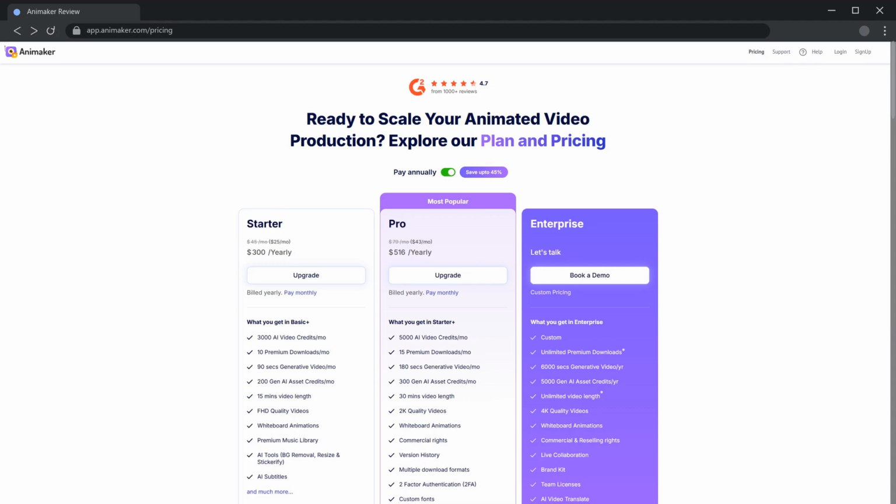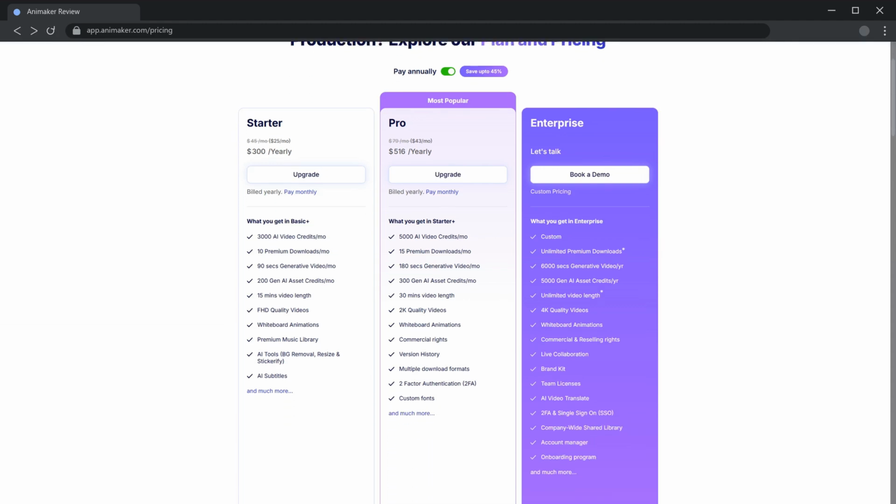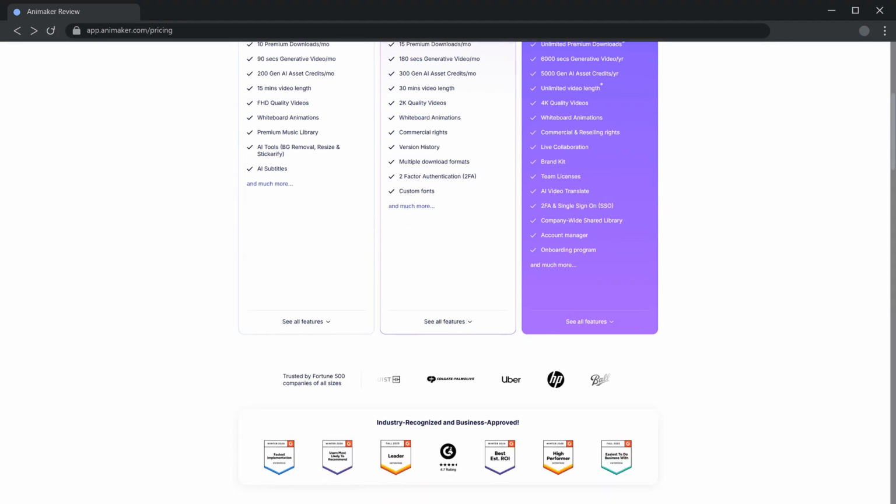The free plan allows 3 downloads a month, all of them watermarked, all of them below HD.